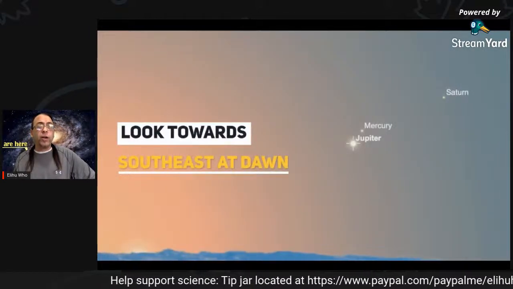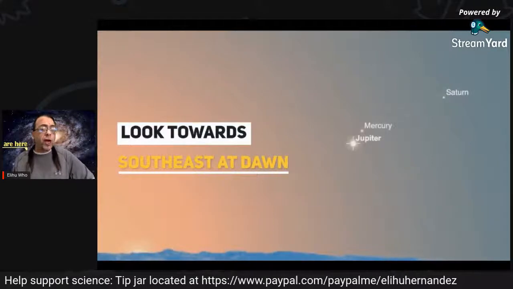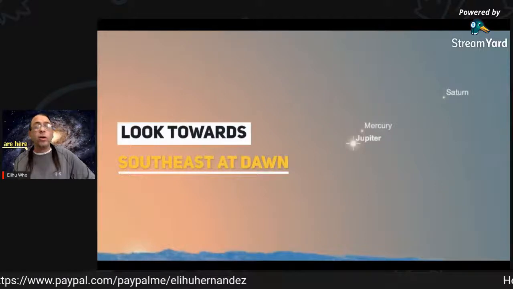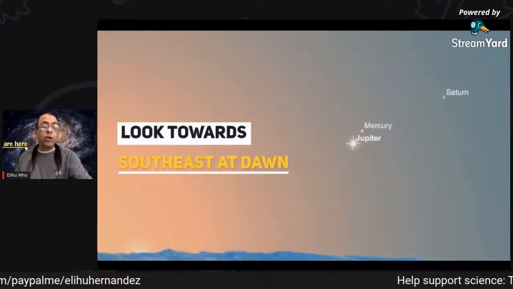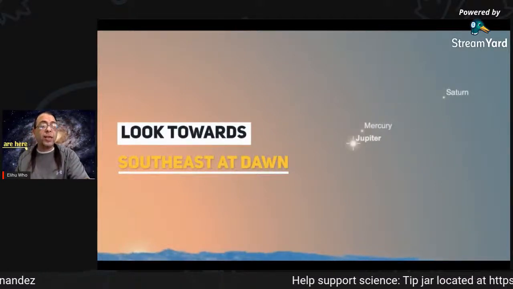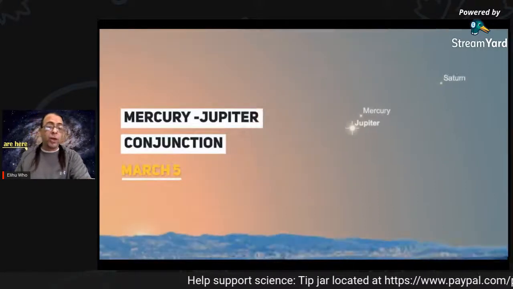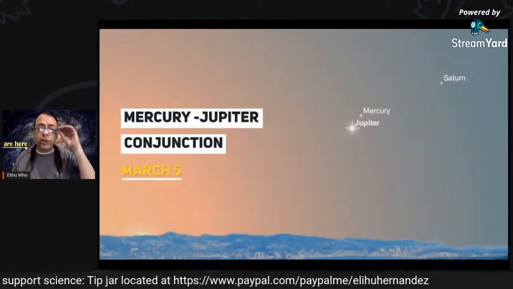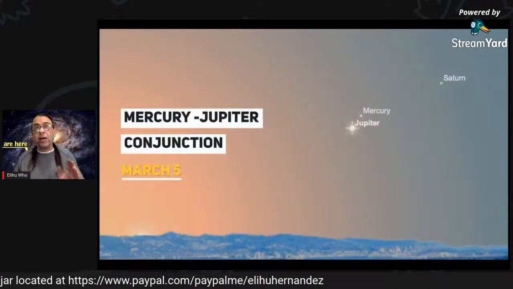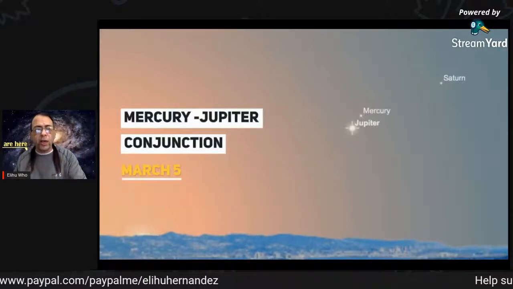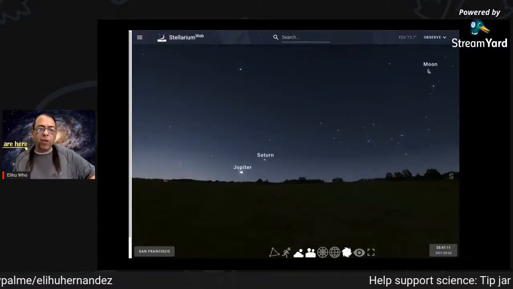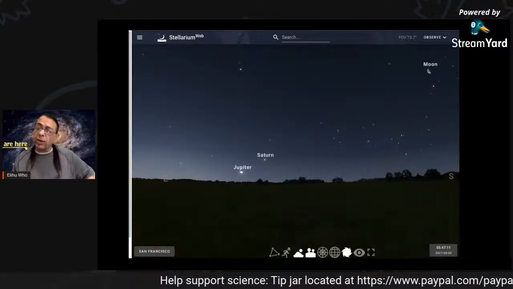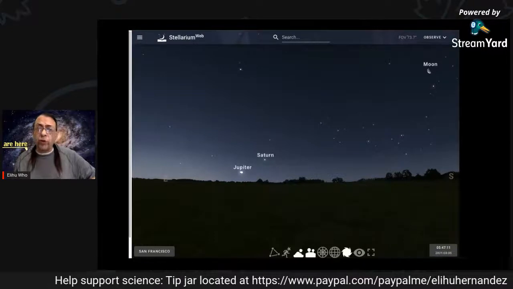Southeast at dawn, there was a Jupiter-Saturn conjunction in the sun during sunset. Now it's in the sunrise. So look tomorrow morning before sunrise in the southeast, and you will see a Mercury-Jupiter conjunction with Saturn in the top right. I went to the Stellarium website, and if there are cloud-free skies early in the morning, this is what I will see. I will see Jupiter, Saturn, and the moon. Of course, I will need binoculars or a telescope to see Mercury right above Jupiter.